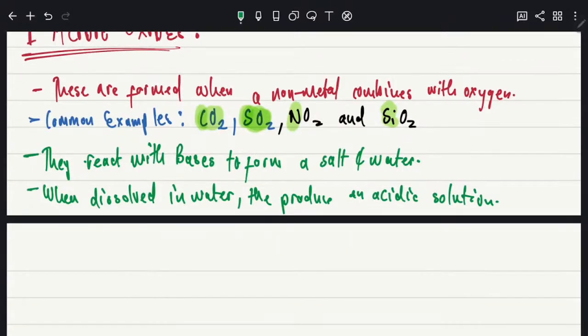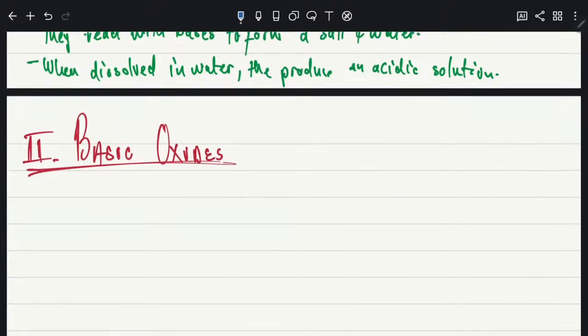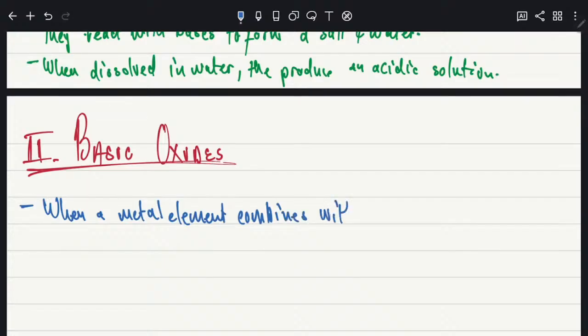Now, let's keep going. Basic oxides. Which ones are those? When a metal element combines with oxygen, a basic oxide is formed. When a metal combines with oxygen, you get a basic oxide.